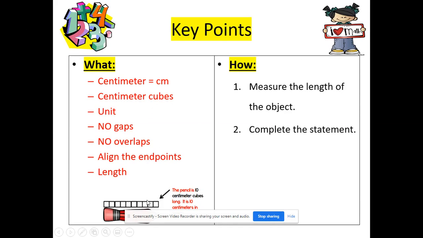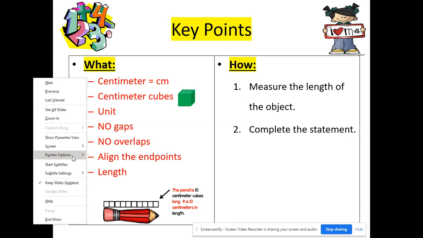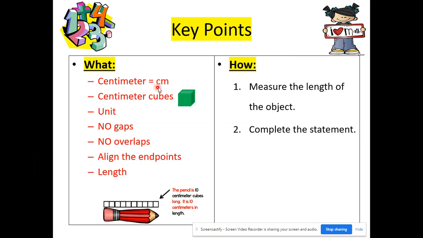Our key points. What do we need to know to be successful? Well, we need to know what centimeter is, and centimeter is a length unit. And instead of writing the whole word, we can always write the abbreviation, which is cm, stands for centimeter. And then we also need to know what centimeter cubes are, which is what we've been measuring with. So that has been our unit. And unit is what we have been using to measure. It's an object that we use to measure, and it is the same size.